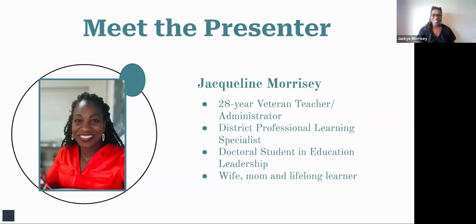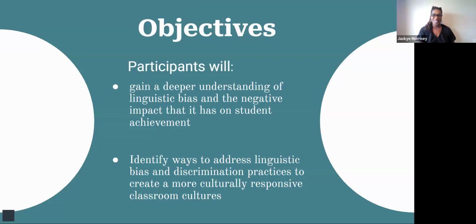So, as we begin to get into this segment today for this topic of culturally responsive teaching, we're going to be centered around, again, linguistic bias for this first section. And as you see, there are two objectives that we have on the screen in front of us. The first objective says that we are going to gain a deeper understanding of linguistic bias and the negative impact that it has on student achievement. We're going to be looking at solidifying a solid definition for linguistic bias, and we're also going to be looking at some of those things that we need to try to make sure that we stay away from as teachers whenever we're working with students.